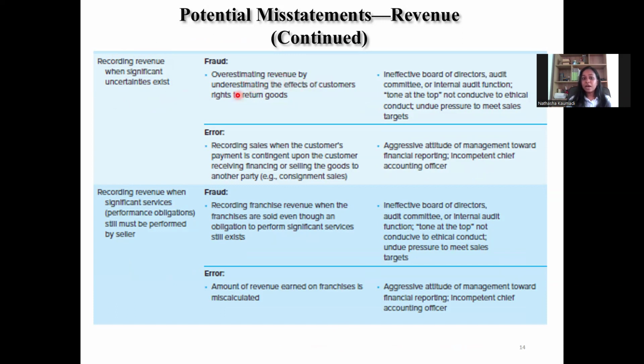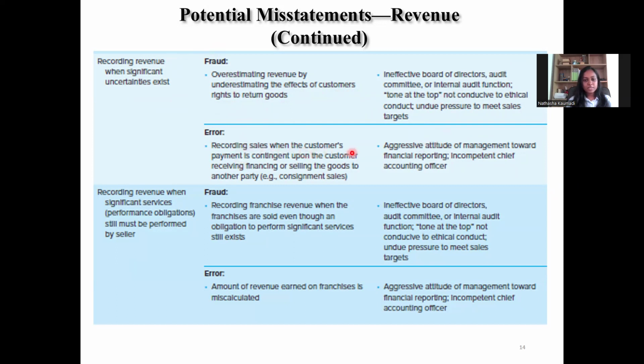Overestimating revenue by underestimating the effects of customers' rights to return goods. There's a high chance the customer will return the goods. There's significant uncertainty about it, but still you have recorded the sales. Again, the same reason, right? What are the errors in this case? What are the errors that can happen?